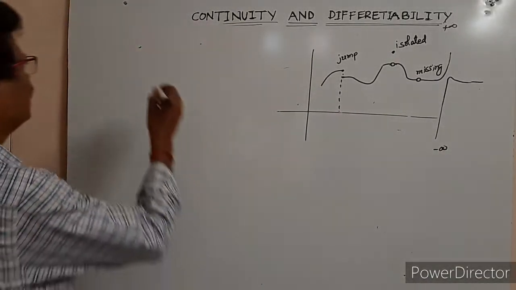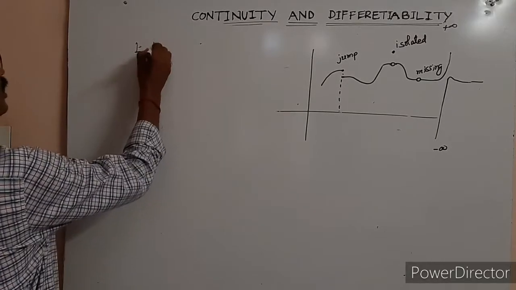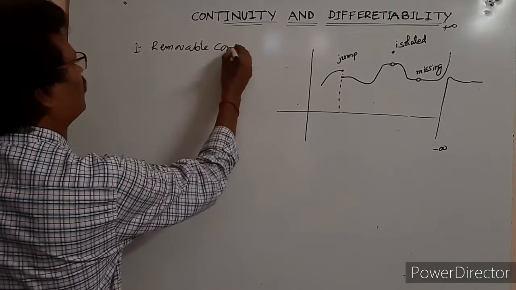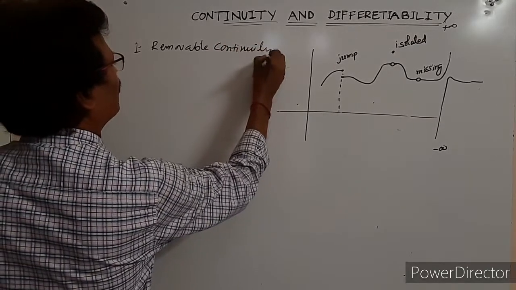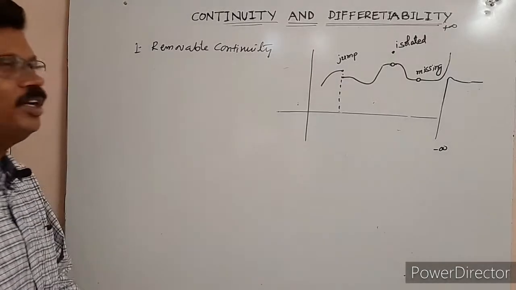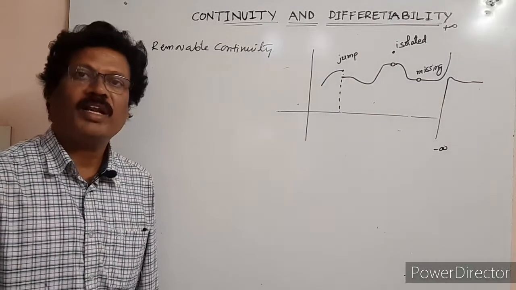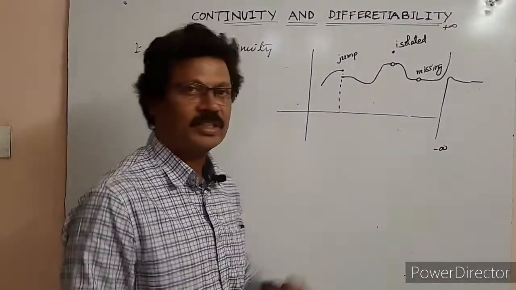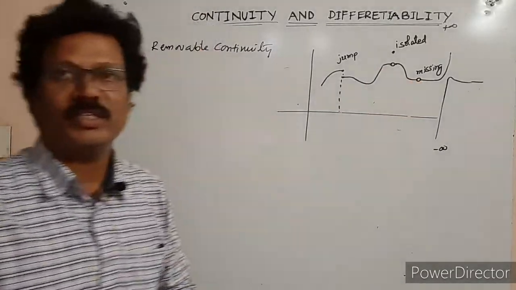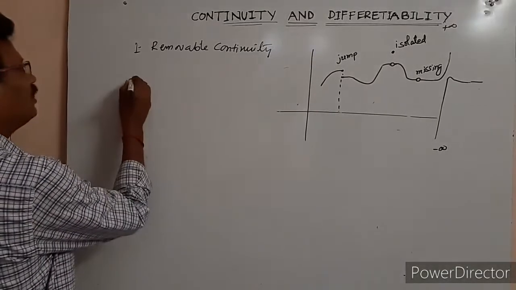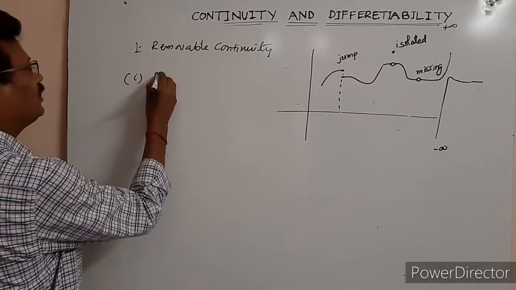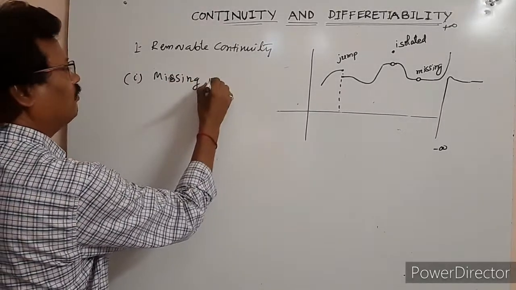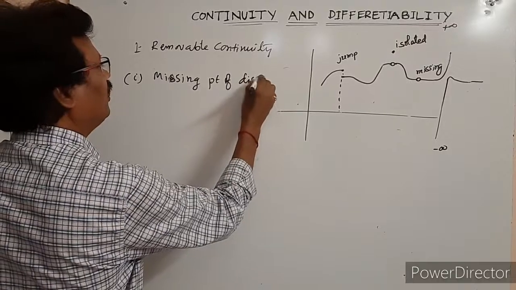Now the first one is removable discontinuity. In this removable discontinuity, we can remove the discontinuity by redefining the function. Suppose you see the isolated point of discontinuity and the missing point of discontinuity. For example, this first one is a missing point of discontinuity.